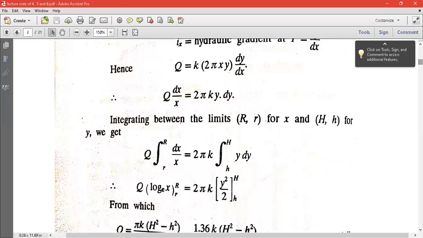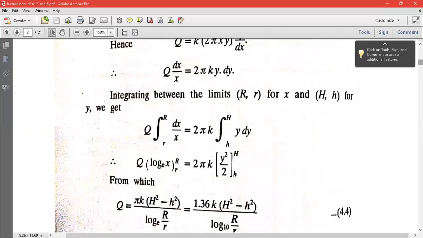Ultimately it will give Q log e equal to 2 pi k y square by 2, and the definite integral limit is small h as the lower limit and capital H as the upper limit. So from this definite integral, putting the values of capital R and small r in the left part and small h and capital H in the right part of the integral, what will we get? We'll get Q equal to pi k (capital H square minus small h square) by log e capital R by small r.